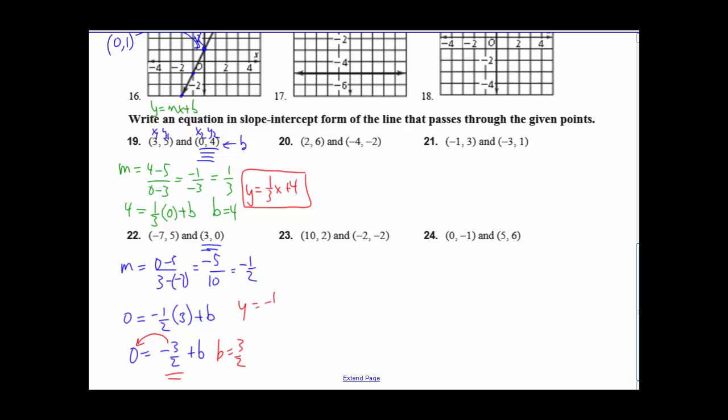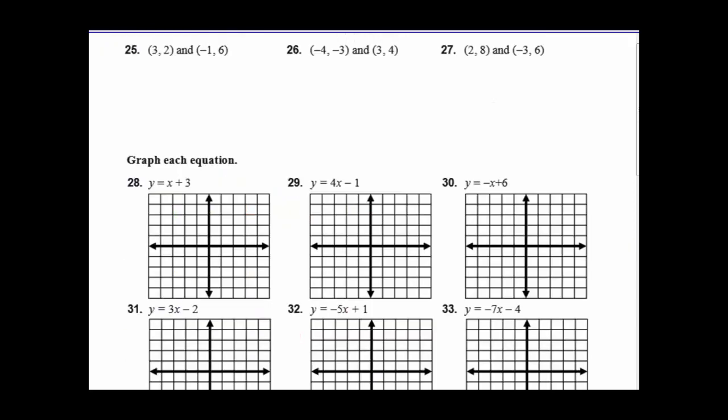Y equals negative 1/2 x plus 3/2. Go ahead, flip over. 25, 26, and 27 are again working with points. Number 28, if we need to graph the equation, we can start here. We know that 3 is our y-intercept. So we're going to go 0, 1, 2, 3, and we're going to put a point.